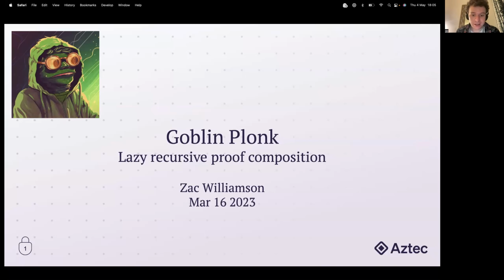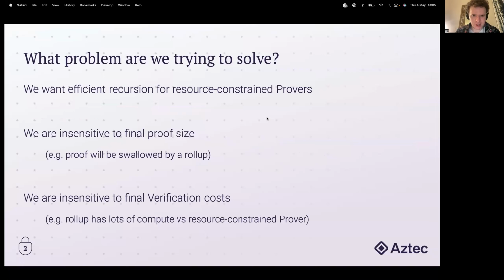But yeah, so, hang on. How do I advance slides? There we go. So what's the problem?